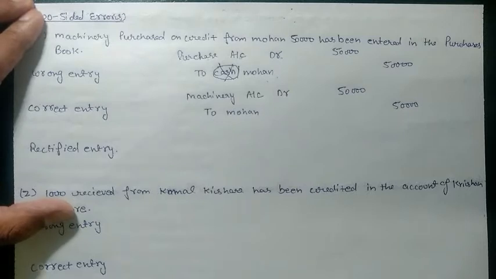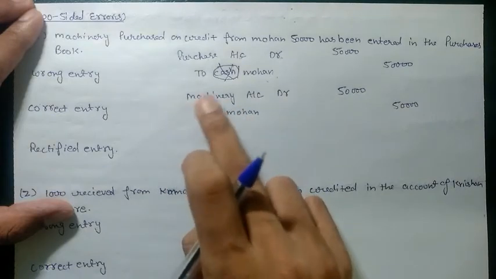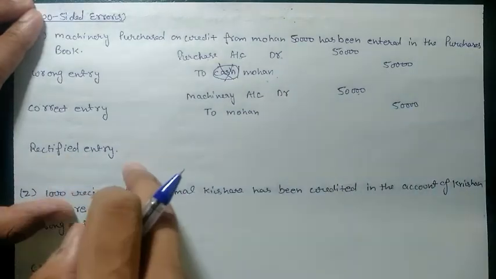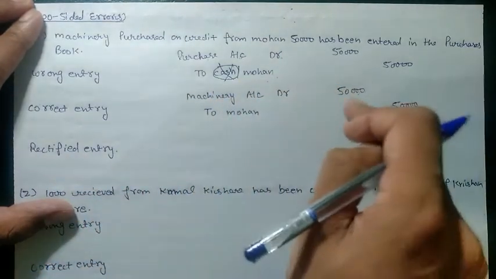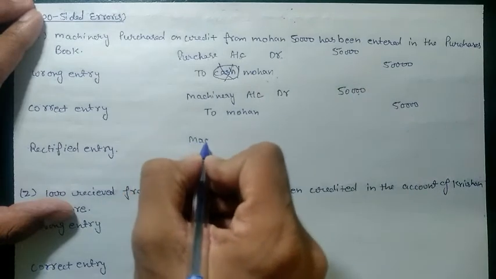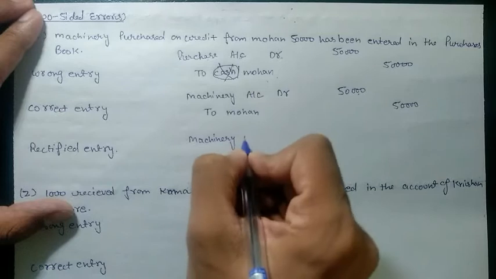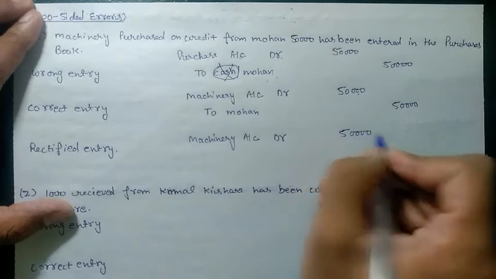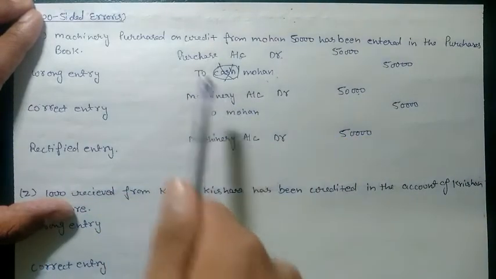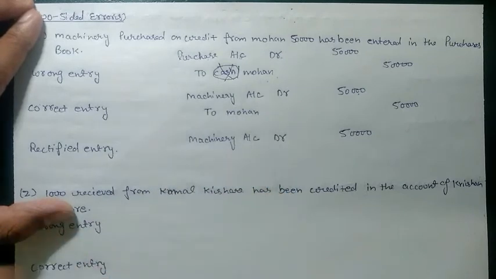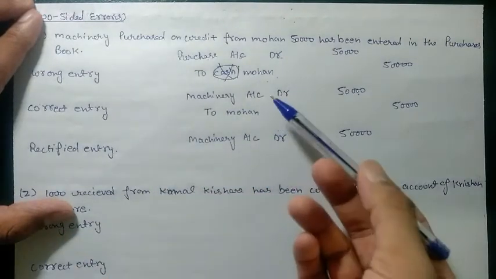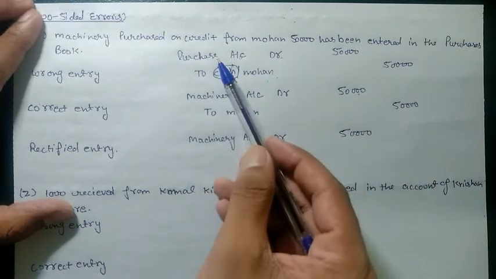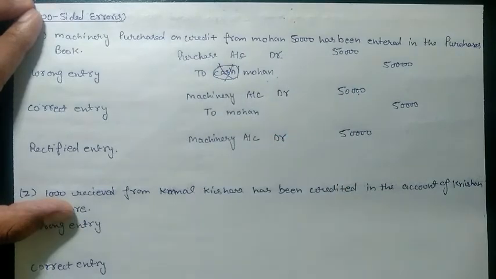So how to rectify this entry? First, machinery account we need to debit according to the correct entry by 50,000. So in the rectifying entry, we will debit machinery account by 50,000. Mohan we need to credit, but we already credited in this entry also. What we made a mistake in is the debit account. We needed to debit machinery, but we debited purchase account, and we do not have any need to debit purchase account.